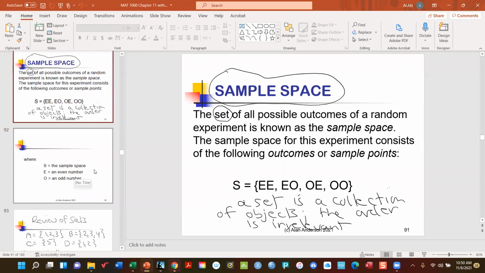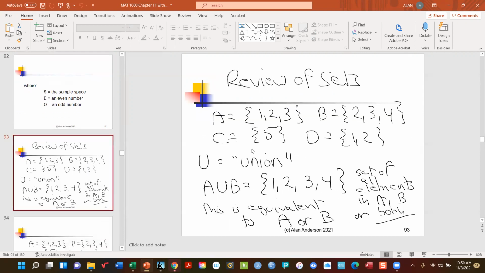Now, before we go any further, I know for a fact that you've been exposed to set theory in your travels. What I'd like to do is review it with you just quickly, just a little bit, to remind you how this works so that what follows will make sense. All right, imagine I've created the sets A is 1, 2, 3, B is the set 2, 3, 4, C is the set 5, and D is the set 1 and 2.